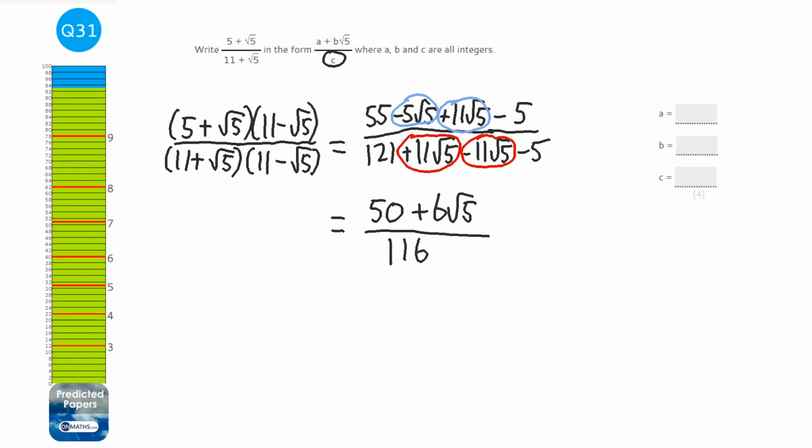Can I do anything else with this? Well, I don't think there's something that's in 56 and 116 apart from 2, so we can halve all of those, so that becomes 25, that becomes 3, and that becomes 58. Now the 3 doesn't go into 25, so we can't cancel it any further, so it's going to be 25 for A. B is the coefficient of the root, so it's going to be 3, and the bottom number is 58.